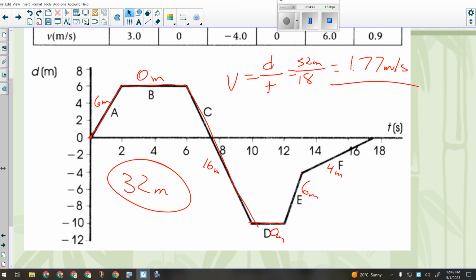I got a different number. It's 2.33. 32 over 18? Yeah. Can't be. Okay, questions on what we did there?